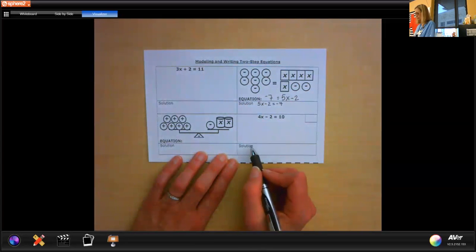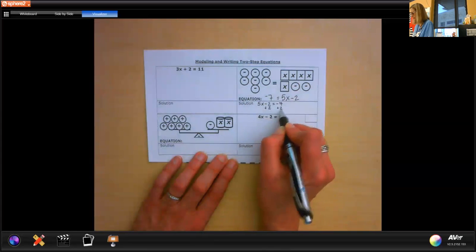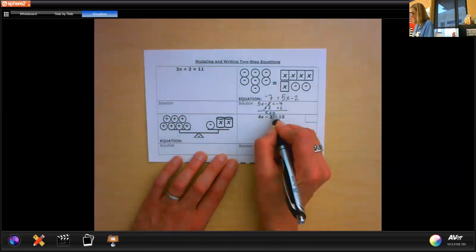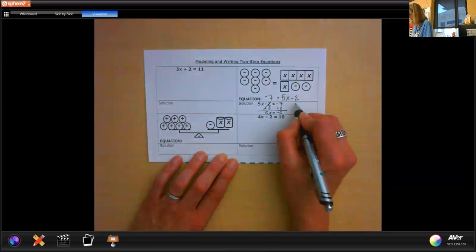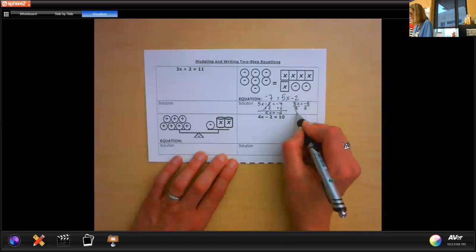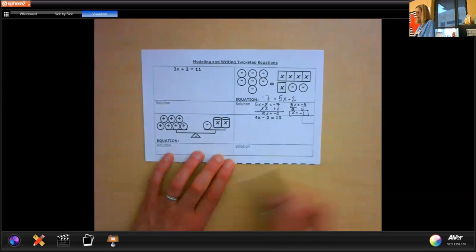Now I'm ready to solve. I'm going to start by adding 2 to each side of the equation. These will cancel out. That gives me 5x equals -7 plus 2 is -5. I have 5x equals -5. I'm going to bring that over here because I ran out of room. I would divide by 5 on each side. And -5 divided by 5 is -1. So x equals -1.